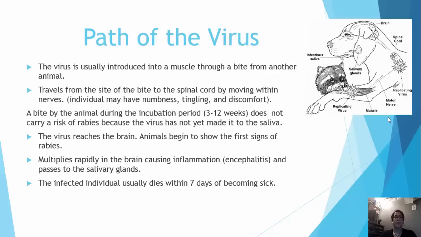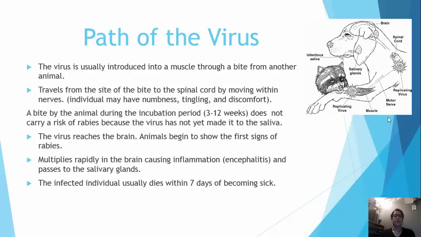Path of the virus. As mentioned before, it's usually introduced into the muscle by a bite from a rabid animal, and it travels through the nerves to the spinal cord. At this point, in the incubation period, one maybe starts to feel numbness or tingling because of the nerves, but that individual or animal is not infectious because it hasn't reached the saliva yet.